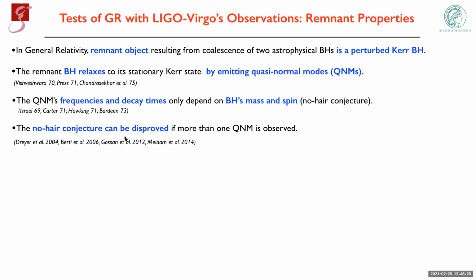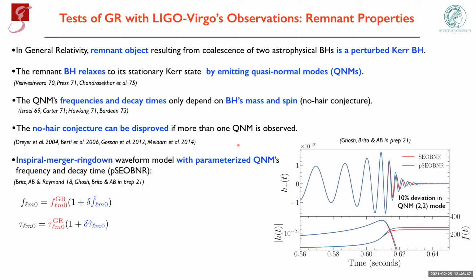This conjecture can be disproved if we can measure more than one quasi-normal mode. This is the so-called black hole spectroscopy. At the moment, we don't measure more than one quasi-normal mode because we don't have enough signal-to-noise ratio in the merger ring-down part of the signal, but we can measure at least the dominant quasi-normal mode. And the collaboration used two methods.